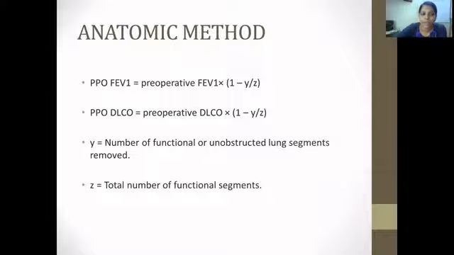PPO of FEV1 is preoperative FEV1 times (1 minus Y by Z), where Y is the number of functional segments that we are planning to remove, and Z is the total number of functional segments. The predicted postoperative value of DLCO is preoperative DLCO times (1 minus the same Y by Z).